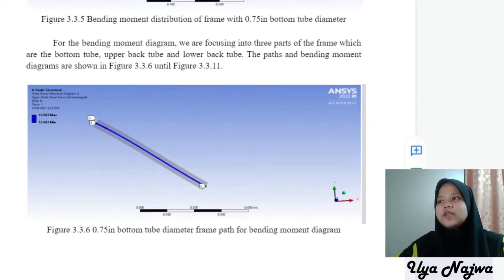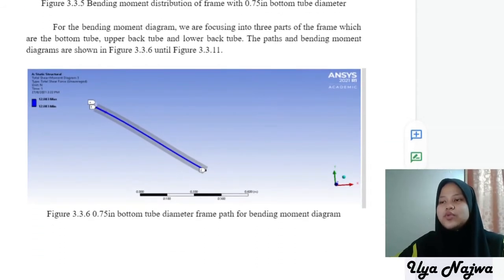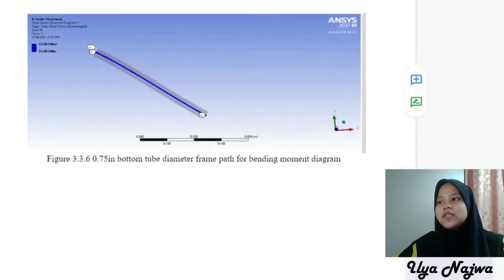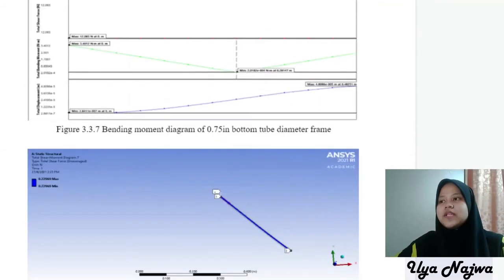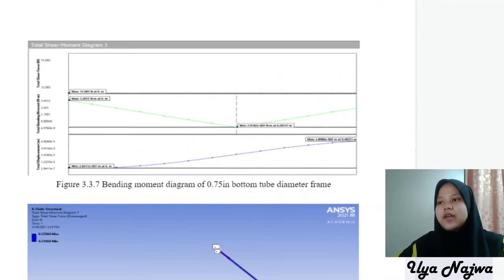Then we only focus on 3 parts for the bending moment diagram. The first one is the bottom tube. Here you can see the bending moment diagram. It is maximum at the start, then decreases and increases again.